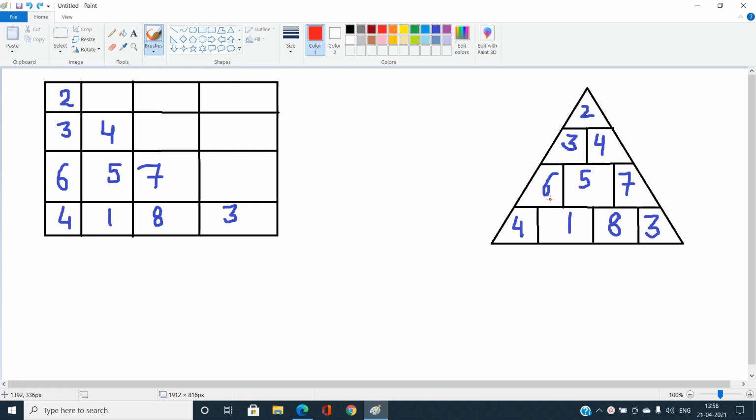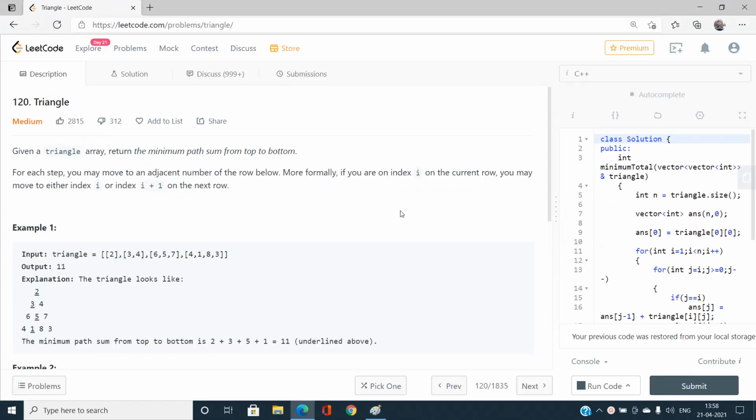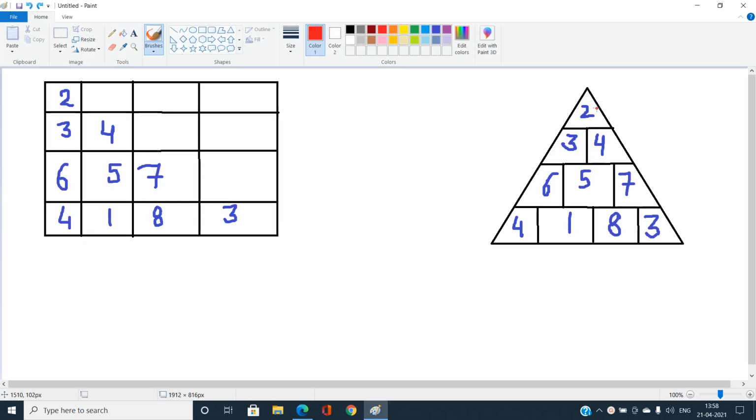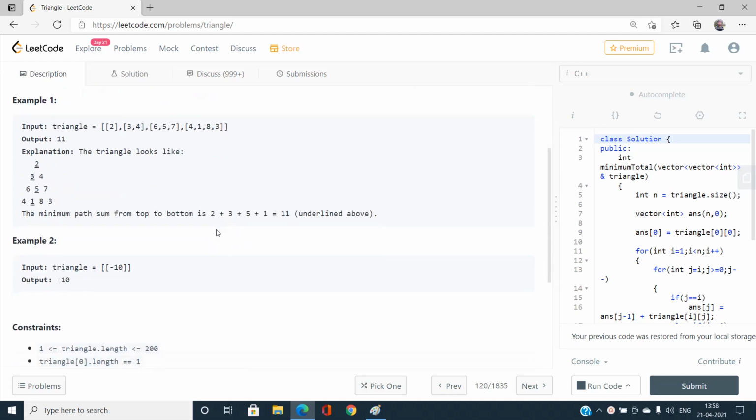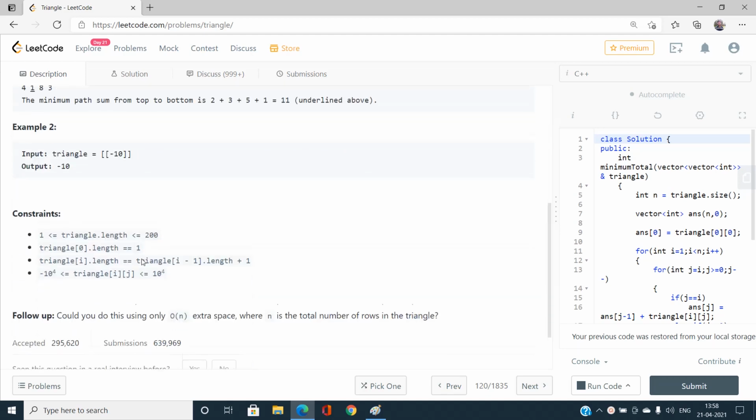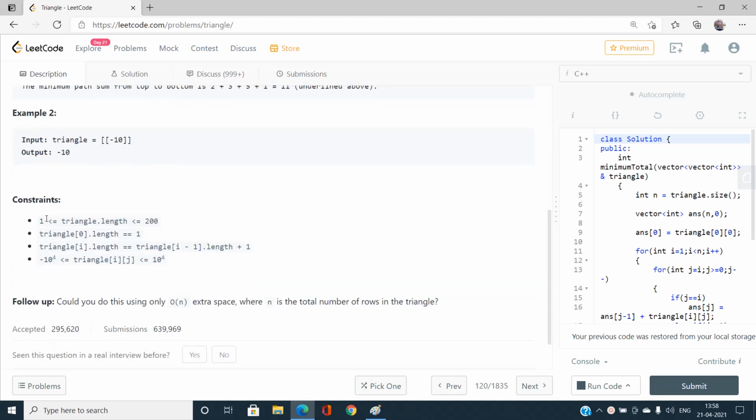That is, either move directly to the same column of the next row, or move to the next column of the next row. Now, what will be the minimum path from top to bottom, that is, going from the top to the end of the last row? We have to find that minimum cost. Let's look over the constraints, because sometimes constraints are helpful in figuring out the best solution of this problem.